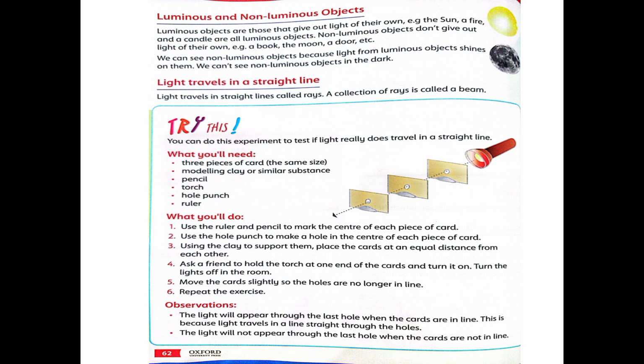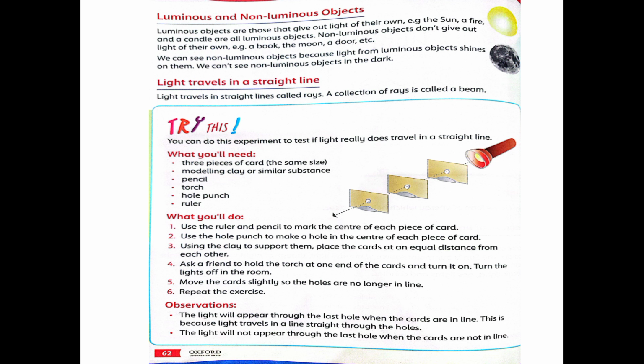We can see non-luminous objects because of light from the luminous objects. Now we have an activity that light travels in a straight line. This activity will enable you to decide how light travels. To do this experiment, you need 4 cardboards and you have to make a hole in all the 4 cardboards. Now use the ruler and pencil to mark the center of each piece of card. Use the hole punch to make a hole in the center of each piece of card.